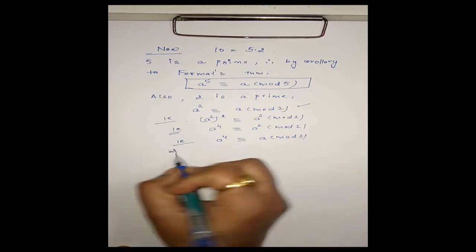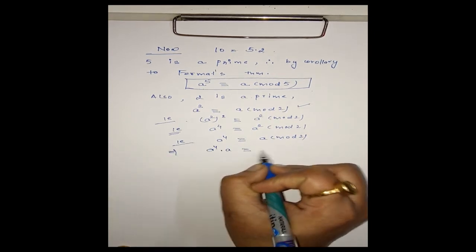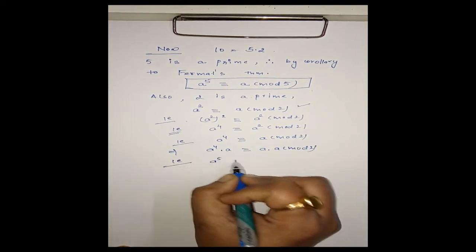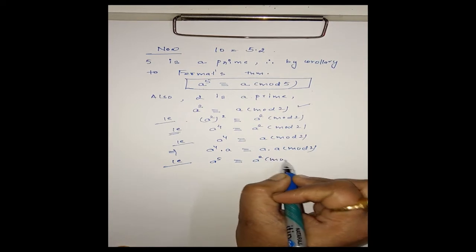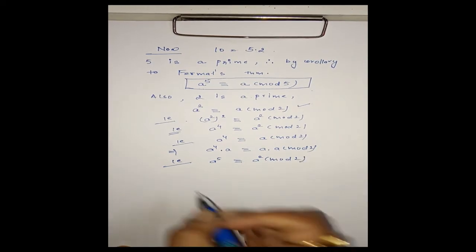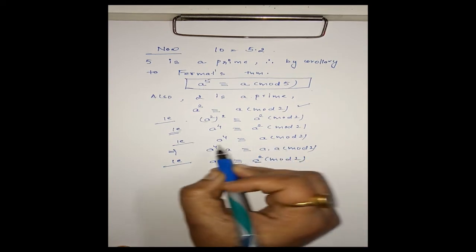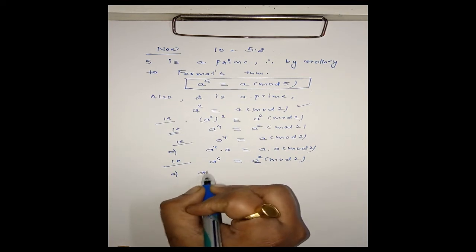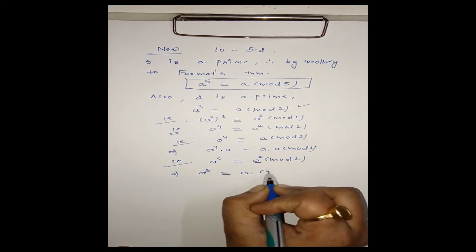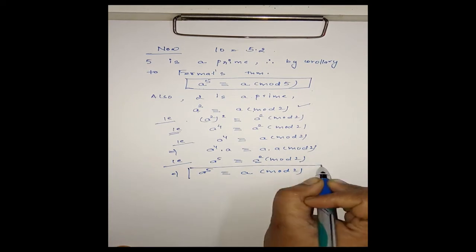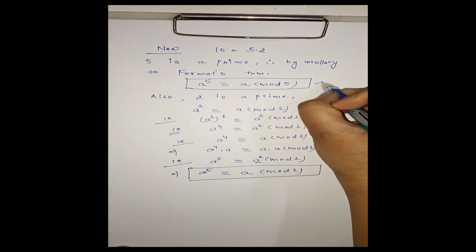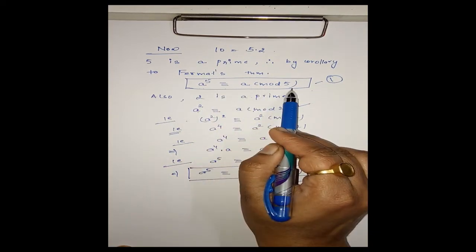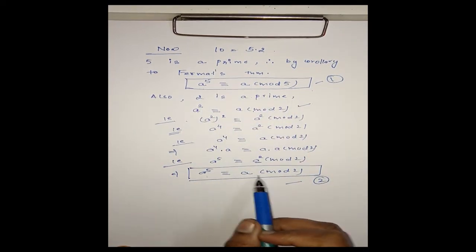Now again multiplying by a on both sides, I can write a power 5 is congruent to a square modulo 2. Now same way, a square is congruent to a modulo 2. Using the transitive property of congruences, I can write a power 5 is congruent to a modulo 2. Clear? Means now we will use these two congruences: a power 5 is congruent to a modulo 5 and a power 5 is congruent to a modulo 2.